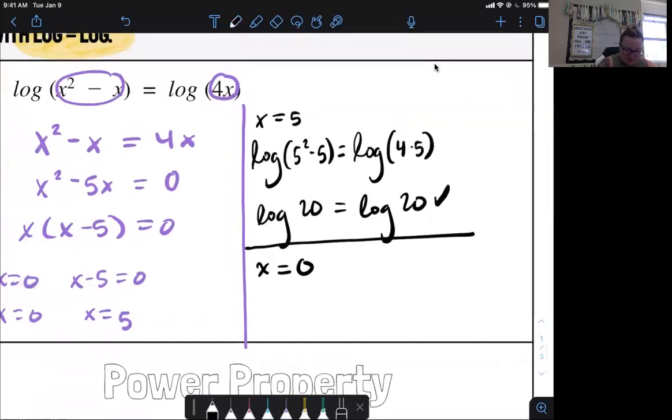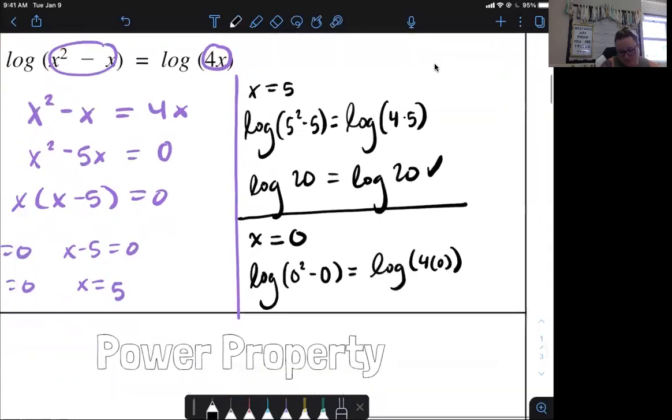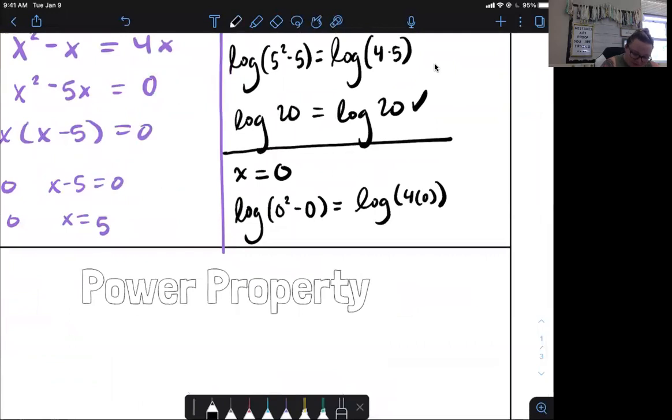When I plug x equals 0 back in, I get the log of 0 squared minus 0 is equal to the log of 4 times 0. So 0 squared minus 0 is 0, so the log of 0 would be equal to the log of 0. However, we need to double check, just like if you take the log of a negative, is it okay for us to have the log of 0?